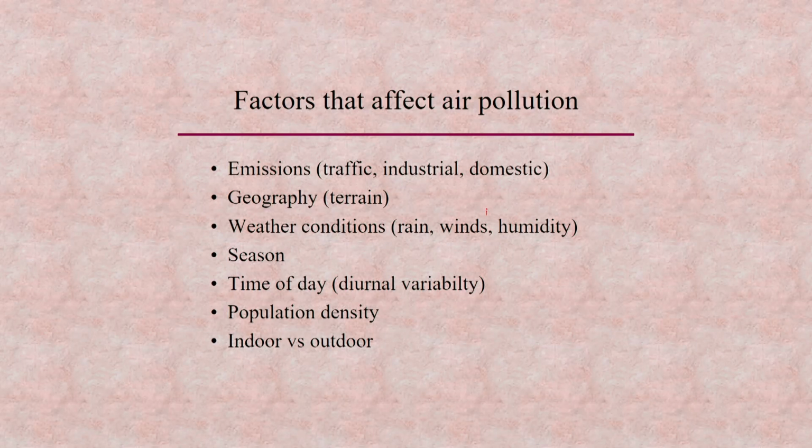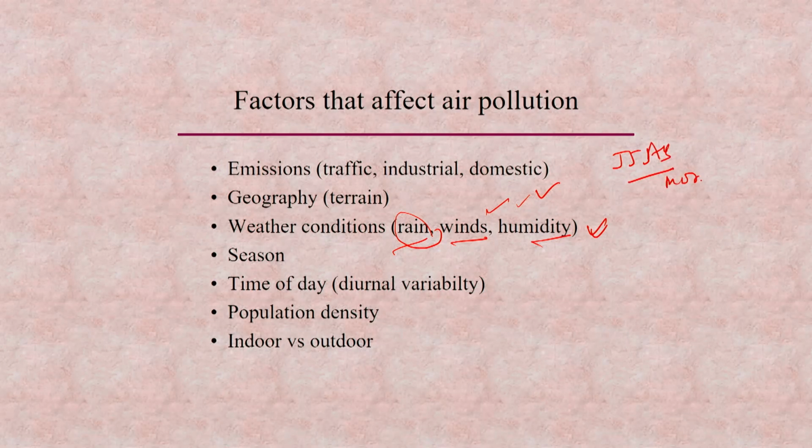Just to conclude this one, what are the factors that affect air pollution? If somebody asks you, you should be able to tell all the things. Emissions, traffic, industrial and domestic emissions, geography is very important, terrain is very important, then you have weather conditions, whether there is rain or winds. One very important thing is that in India, we only get rainfall during June, July, August, which is called the monsoon period.